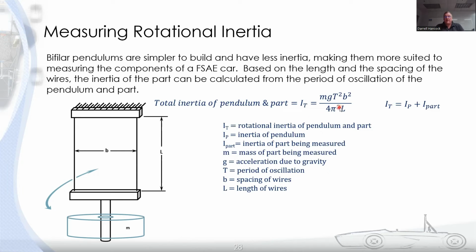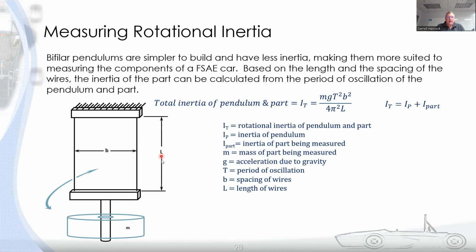So you can do that, and it makes a much simpler fixture. And the formula is here, pretty straightforward. The total inertia of the pendulum plus the part is the mass times gravity, or the weight, times the square of the period of oscillation, times the square of the span of the 2 strings, divided by 4 pi squared times the length of the strings. And then you can separate that out. That's the total inertia of the pendulum plus the part. So you subtract the pendulum inertia from the total and you get the inertia of your part. Pretty straightforward.